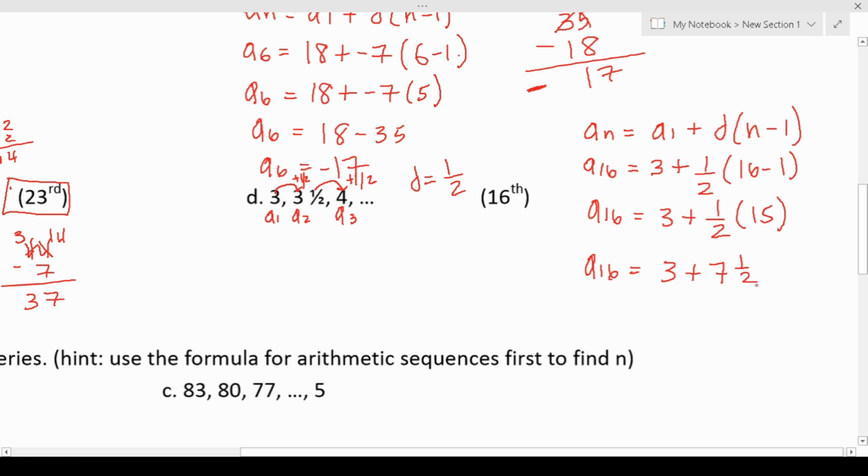Okay? And we can represent that as a fraction or a decimal. But in this case, since we have fractions in the sequence already, let's just represent it as a fraction here. So again, 15 times 1/2 is 7.5. Let's go ahead and add these. This becomes 3 plus 7.5, so that's going to be 10.5. So the 16th term in this sequence is 10.5.